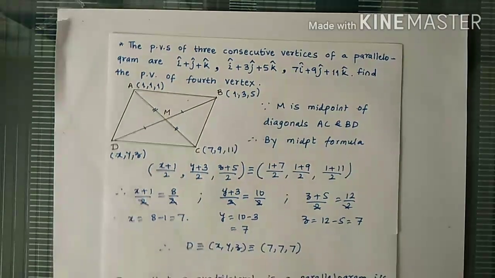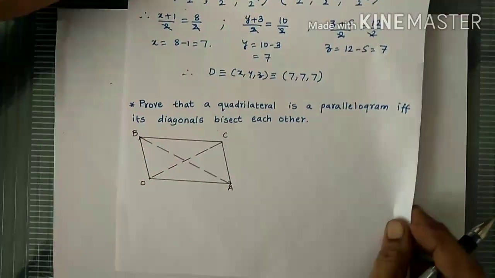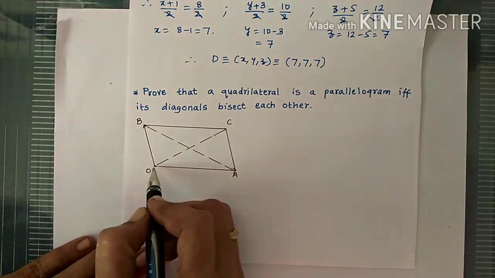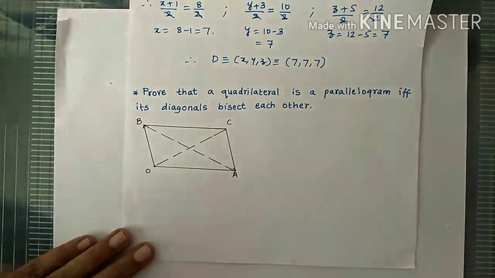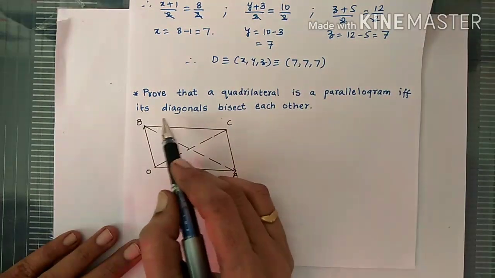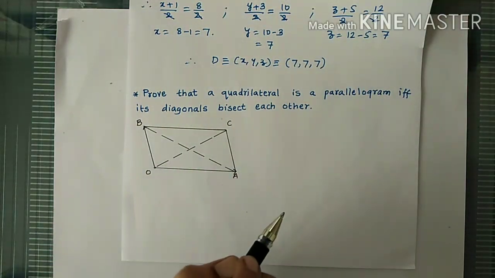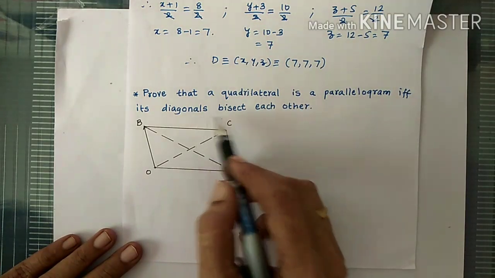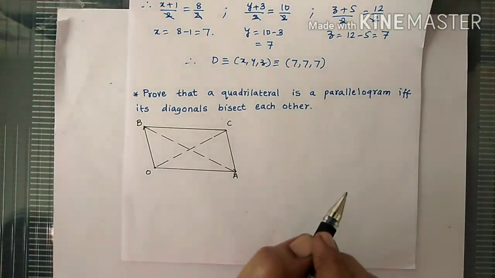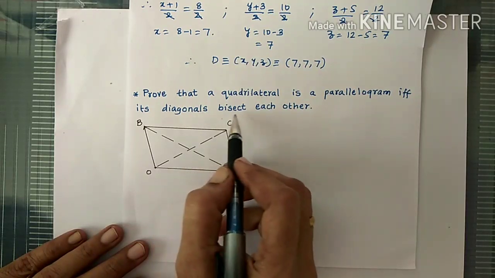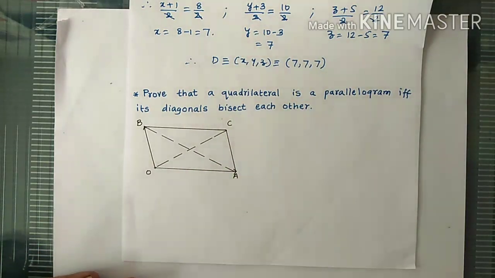Now the next question is prove that a quadrilateral is a parallelogram if and only if its diagonals bisect each other. So again I have drawn a parallelogram here, but now I have taken this point as O. So OACB is a parallelogram. What we have to prove is that it is a parallelogram if and only if its diagonals bisect each other. That means first of all we have to consider this quadrilateral as a parallelogram and prove that the diagonals bisect each other. And we have to prove the converse also, that is considering that the diagonals of a quadrilateral bisect each other, we have to prove that it is a parallelogram.